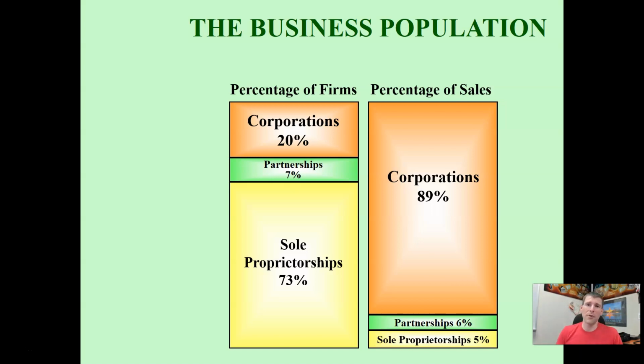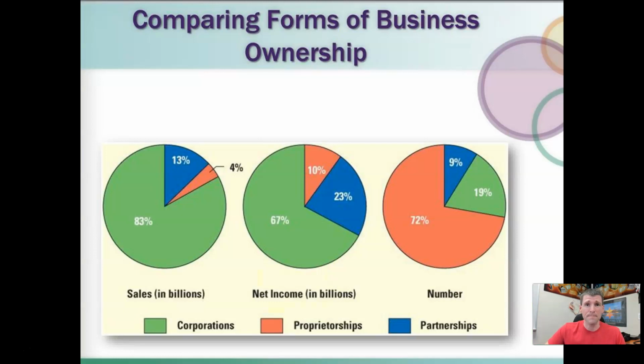So you have lots of sole proprietorships, but the corporations are the ones that make a lot of the sales. It's just because they're so large and they have the economy of scale. This pie chart series right here kind of shows the same thing. So the corporations are the green, the orange are the sole proprietorships, and then you got blue as the partnerships.